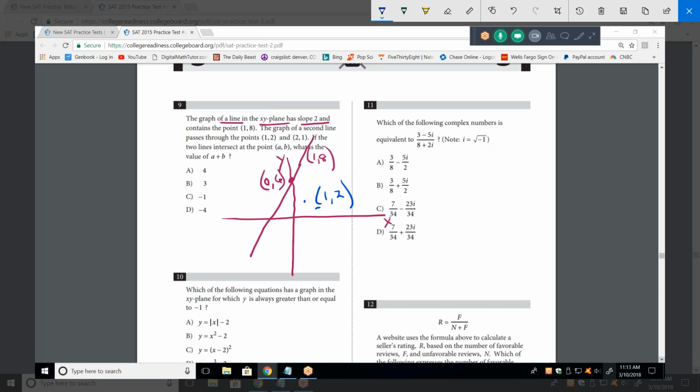Now, draw that line. If the two lines intersect at A, B, that's this point right there. What is the value of A plus B? Okay, all of a sudden this got to be really hard instead of just medium. Let me think about this for a second.